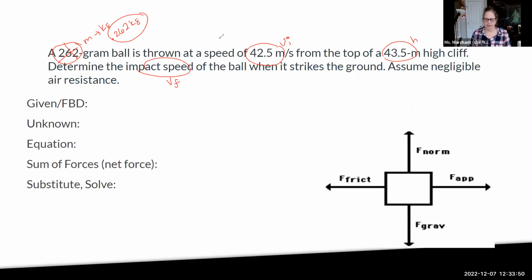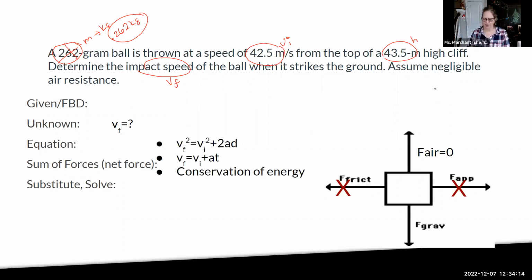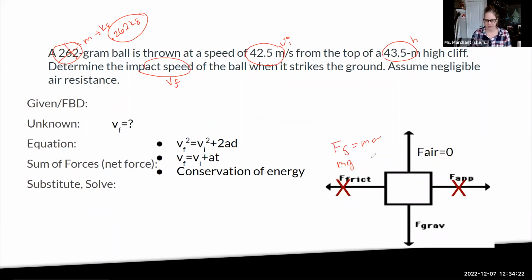Drawing my free body diagram. What do I have going on here? Okay, I have no air resistance. I am only counting force applied at the instant it's thrown. So when I'm doing this free body diagram, I don't have a force applied. Air resistance is 0. I don't have a force of friction. It's not on the ground yet. I don't have a normal force. So I just have that force of gravity helping me go down. Force of gravity equals mass times acceleration. Mass times gravity equals mass times acceleration. My acceleration is due to gravity. Okay, so that kind of makes sense.